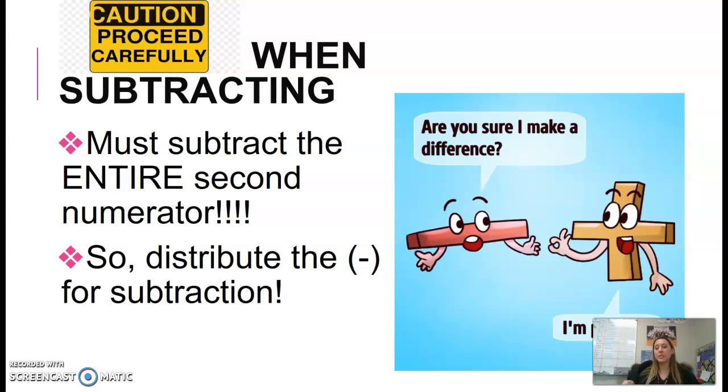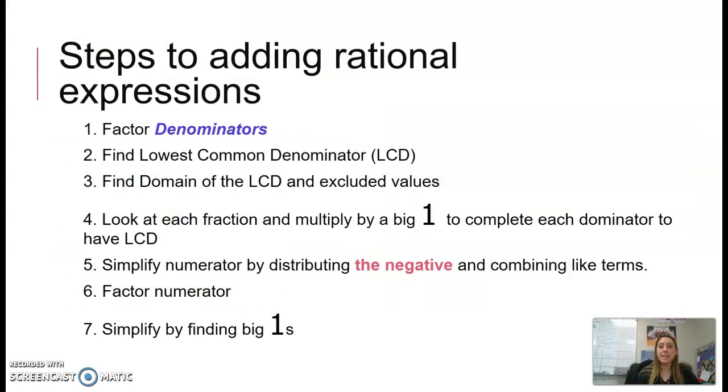We don't want to distribute it to the denominator, because if we do a negative over a negative, well, then we've just turned that whole thing into a positive, and we need it to stay negative. So we're just going to worry about the numerator. Here are the steps again. Oh, look, it even says adding rational expressions, but this is the steps to subtracting rational expressions.